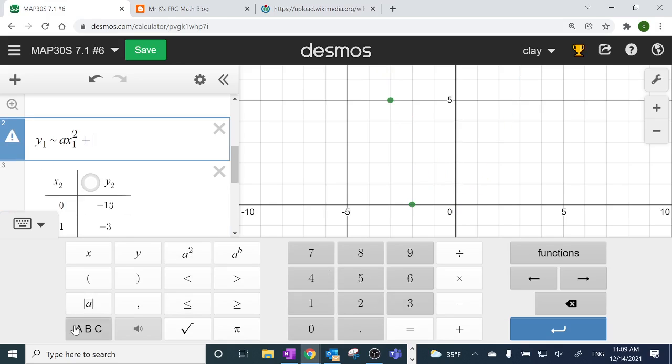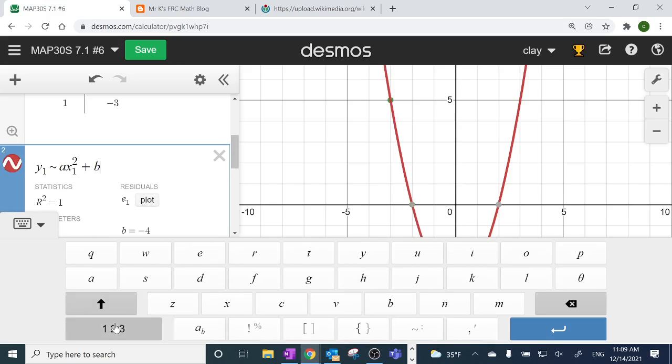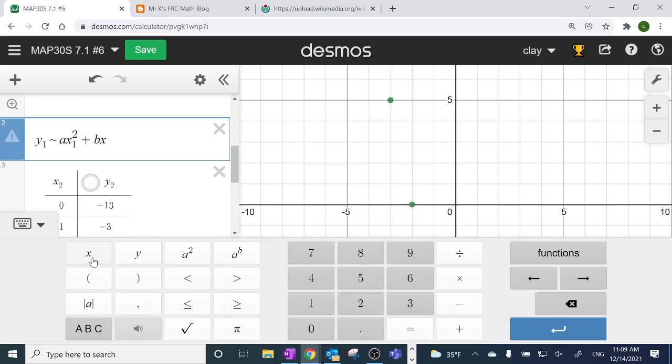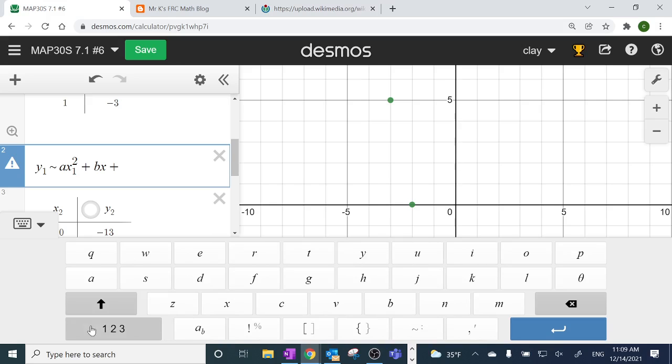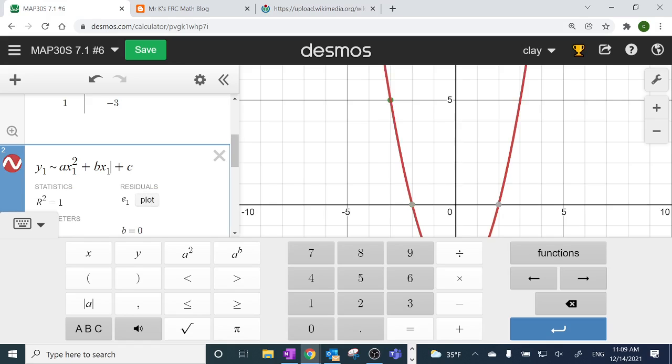plus, go back to the letters, b x plus c. And then get the thing out of your way. Oh, I forgot the 1 on the x. That's the problem. ax1 squared plus bx1 plus c.